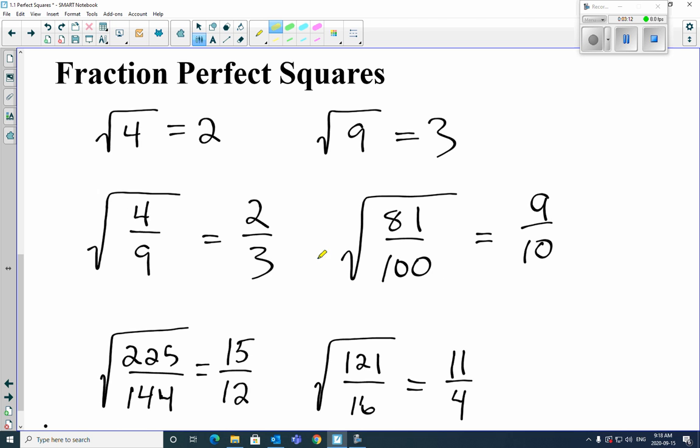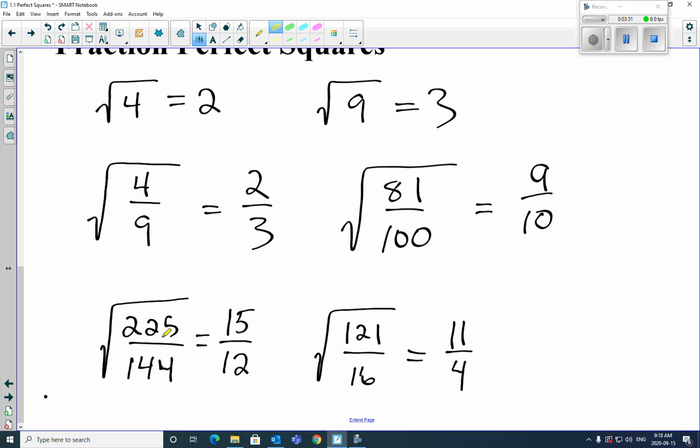Let's talk about fractions. Okay, square root of 4 is 2, square root of 9 is 3. Excellent. Now, what if I gave you the square root of 4 over 9? Well, it's really quite easy because it's the square root of 4 on top, which is 2, square root of 9 on the bottom, which is 3. Well, it's not that bad. You can do fractions. 81 over 100. Well, that's 9 over 10 because the square root of 81 is 9, square root of 100 is 10. Square root here of 225 over 144, 15 over 12. Square root of 121 over 16, 11 over 4. So if you know perfect squares, you can really do a lot of math in your head and you don't need to grab your calculator all the time.